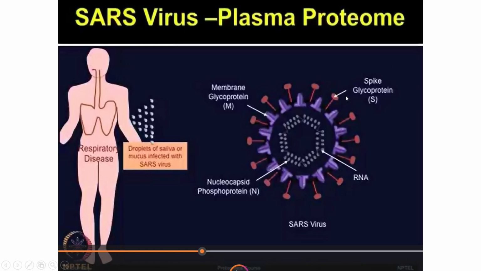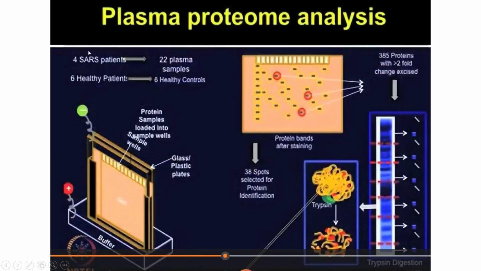So there is the spike protein. You might know that. That's what binds with the specific receptor inside the lungs, and it causes respiratory disorder. So they took four SARS patients and six healthy people. Then all those samples were run for isoelectric focusing as well as 2D electrophoresis. Once that was done, they did trypsin digestion, so that proteins are digested properly.